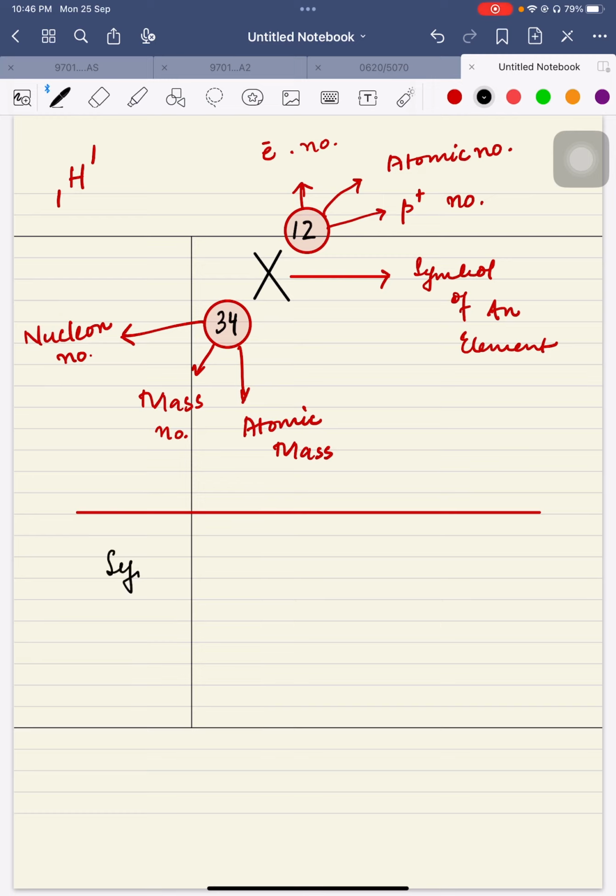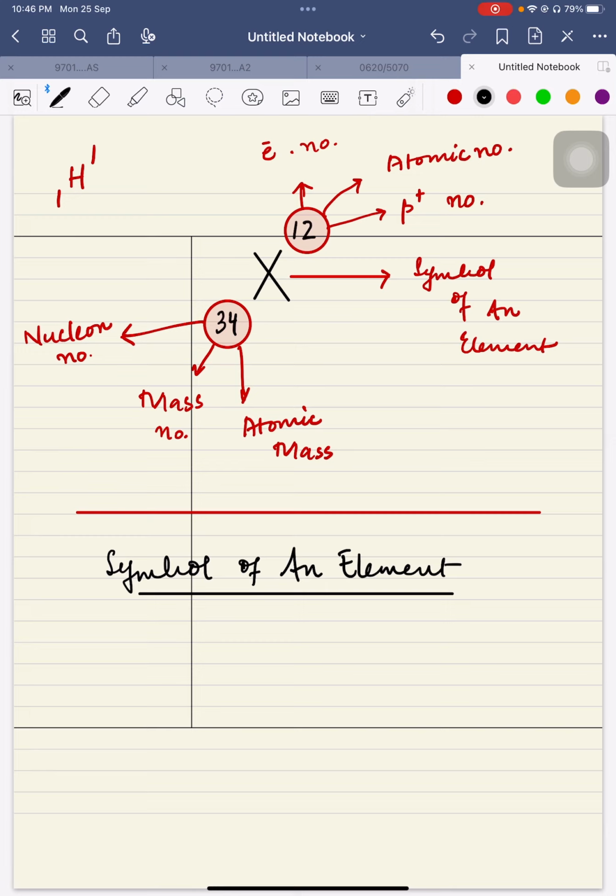Now, this is another slide, and in this slide we are discussing the symbol of an element. Before moving ahead, I would like to inform you that every element has a specific symbol, a specific representation, and that is called the symbol of an element. So what is the periodic table? The periodic table is the symbolic representation of the elements.